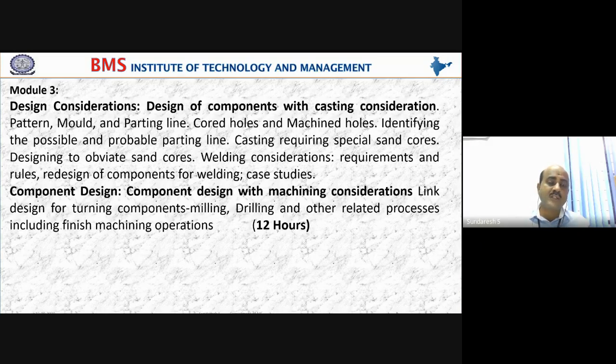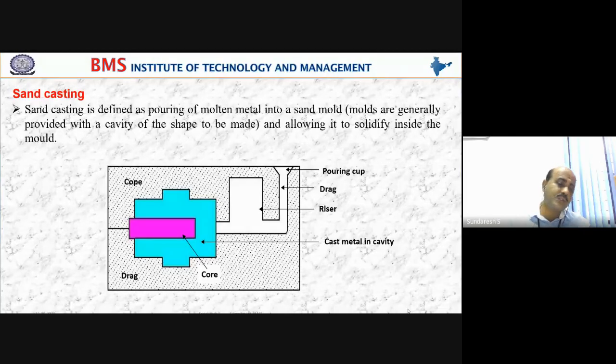So what are the design considerations that we need to have while your component is being cast? Okay, so let us start. This is a basic diagram. I think everybody has already studied these things in your UG. Am I right? Sand casting.